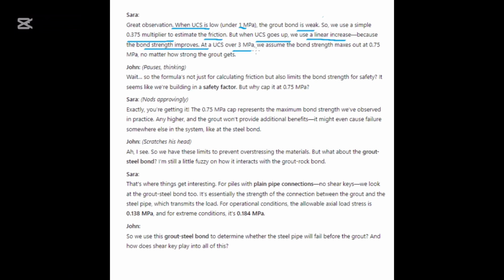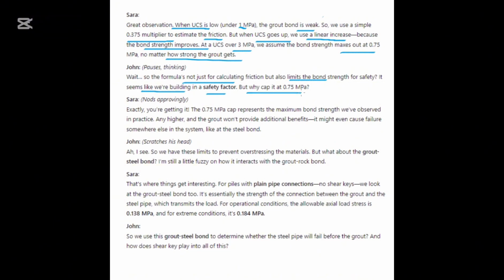At UCS over 3 MPa, we assume the bond strength maxes out. Bond strength maxes out at 0.75 MPa, no matter how strong the grout gets. Wait, so the formula is not just for calculating the friction, but also considering limits of bond strength for safety, right? Yeah, it seems like we are building a safety factor.